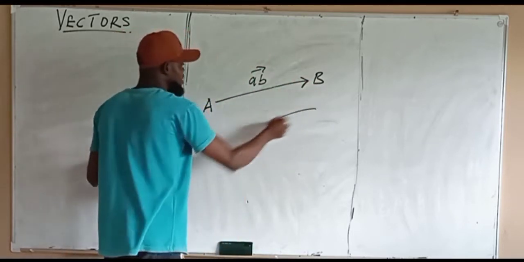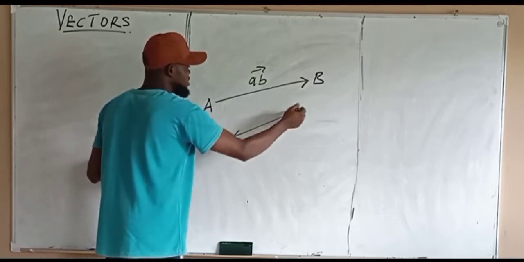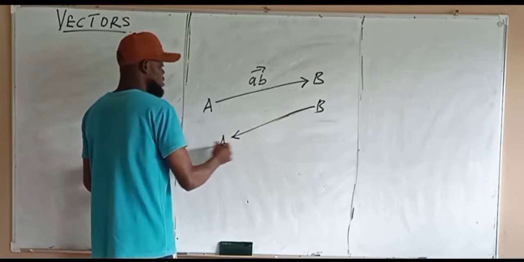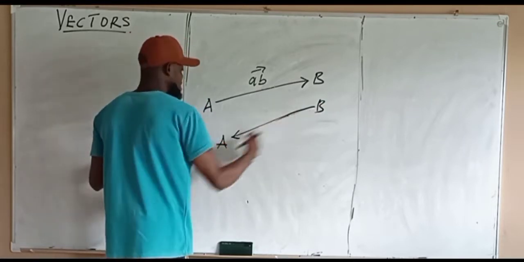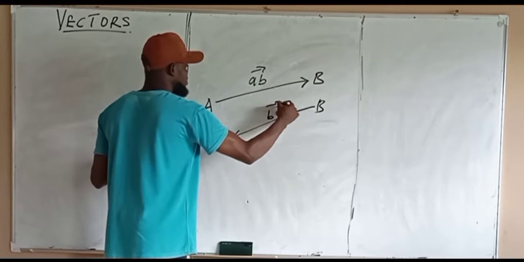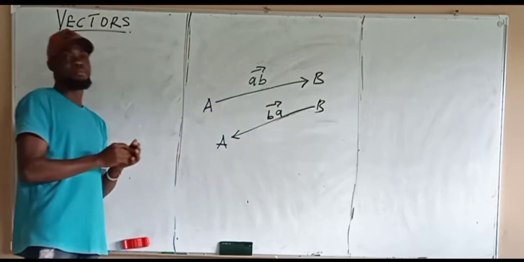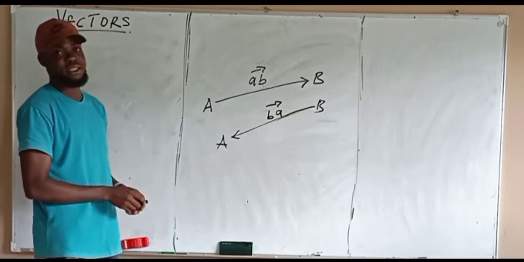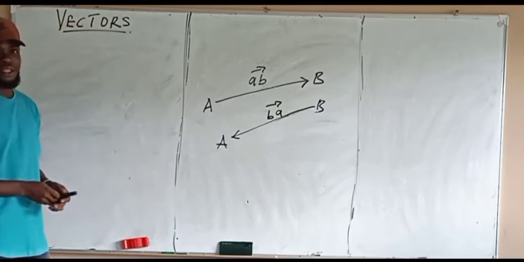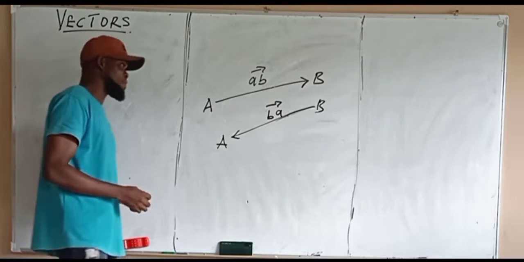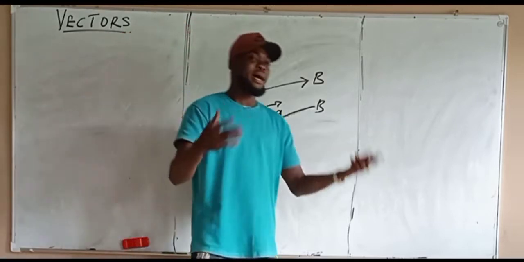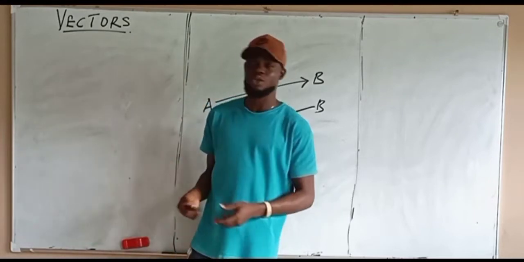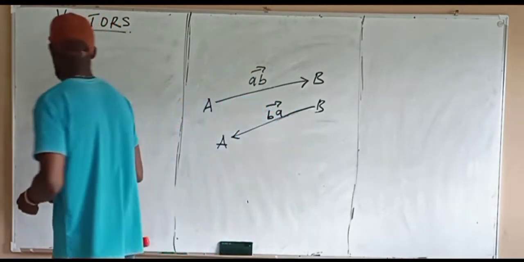So if I turn this arrowhead this way, let's say this is B, this is A, then I call this vector BA, because it's moving from B to A. So we take note of the length, the arrowhead, and the direction. So that's something like vectors. I also have one-dimensional vectors, two-dimensional vectors, and three-dimensional vectors, or vectors in one dimension, in two dimensions, and in three dimensions.